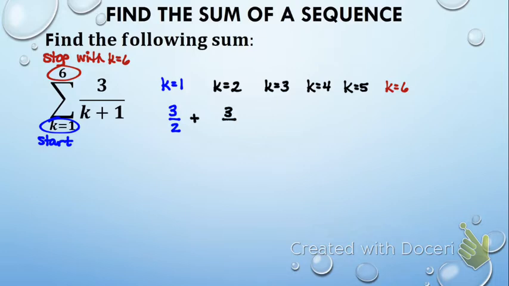I'm going to go ahead and just leave it like this for right now. It does simplify to 1, you guys are right. What will the third term be? 3/4. The fourth term? 3/5. The fifth term? 1/2 or 3/6. And the last term? 3/7. I'm fine if you reduced those fractions down.